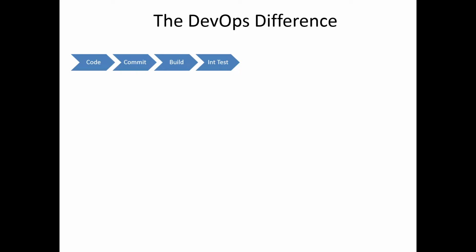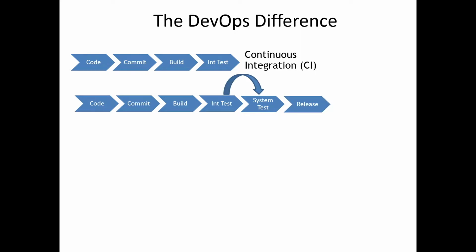So this is a normal Agile cycle: code, commit, build, and do the integration test. That's the continuous integration, right? Then there is continuous delivery: code, commit, build, integration test, system test, release, and deliver it.